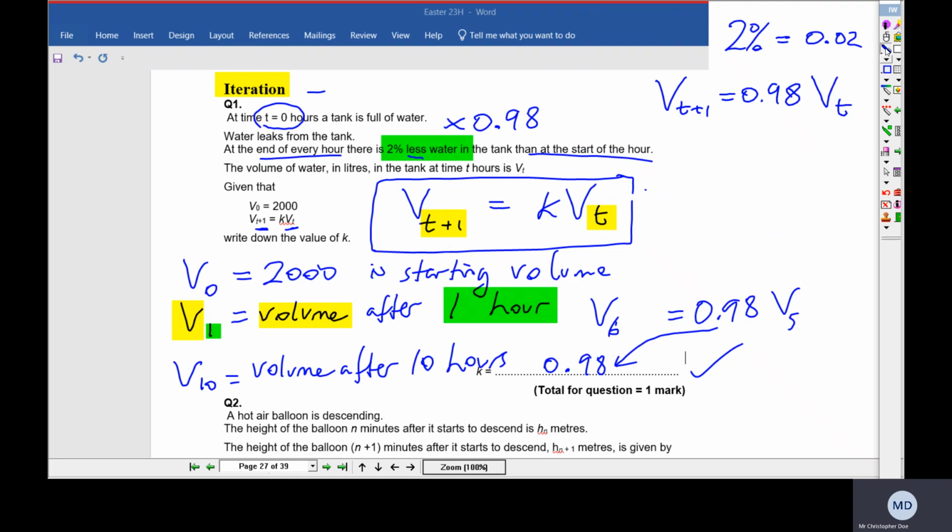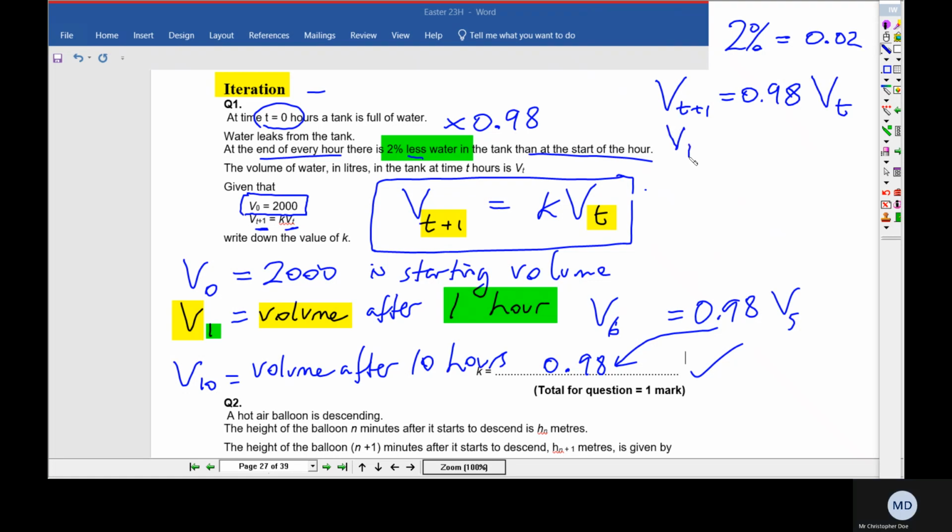Somewhere in the question, it should tell us, Julia, what the volume is when we start. The volume when time is 0. Can you see that anywhere in the question? How many litres or gallons of water are in this tank? 2,000. So it does tell us that right there, which is very helpful. V0 is 2000. So here's my first formula.